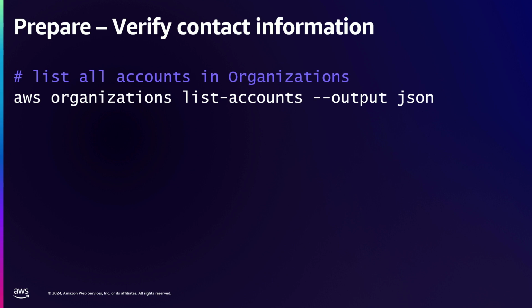Now that we've got that enabled, we can use AWS Organizations to list the accounts in the environment. We just use the Organizations list accounts command on the CLI to do that. And here I'm going to force the output to JSON so that we can see what the structure of the response is, because we're going to need to query and filter it.